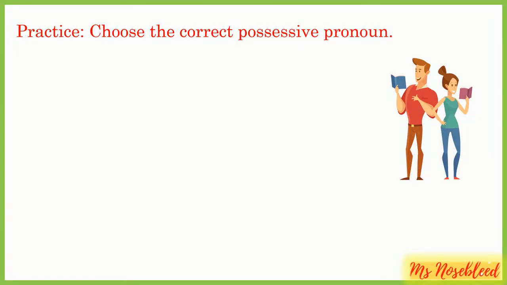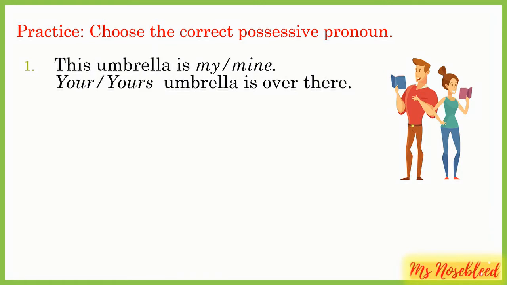All right, now let's practice together. Choose the correct possessive pronoun. Okay, this umbrella is my or mine? That's right, mine, because it's not followed by a noun. Okay, the second sentence, yours umbrella is over there. What do you think? Is it your or yours? Yes, your umbrella, because again, it's followed by a noun.